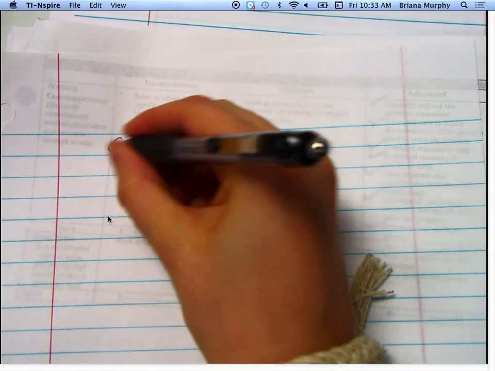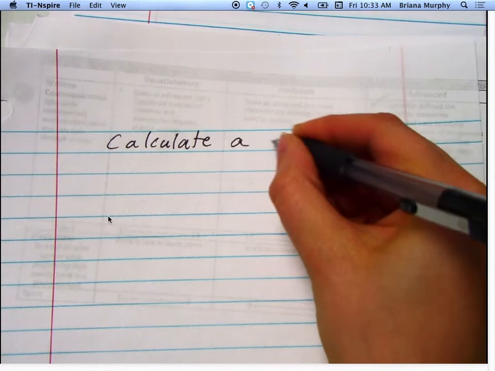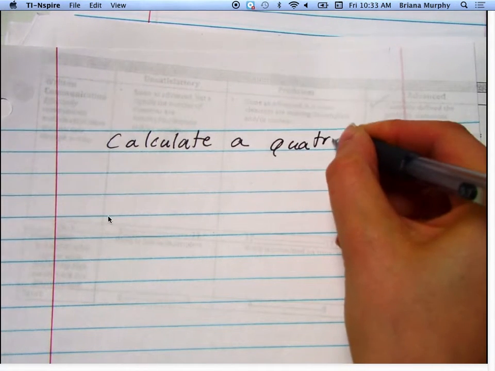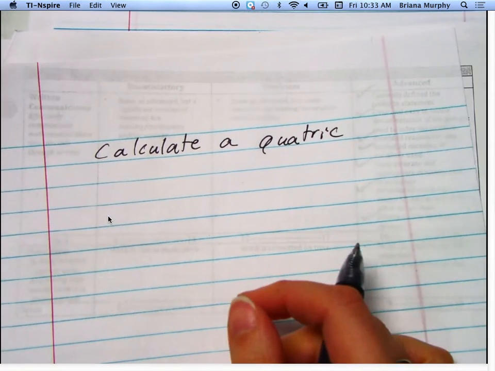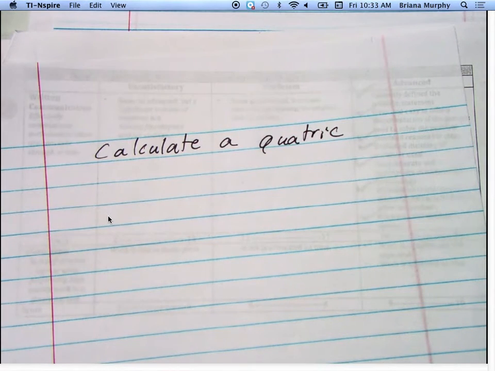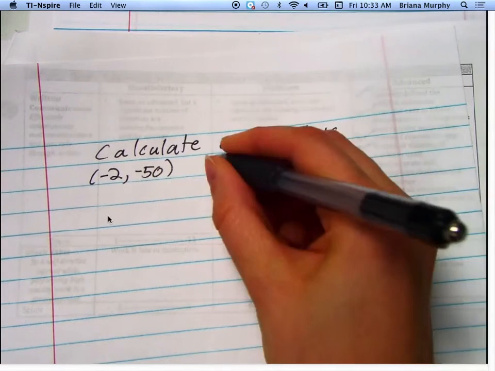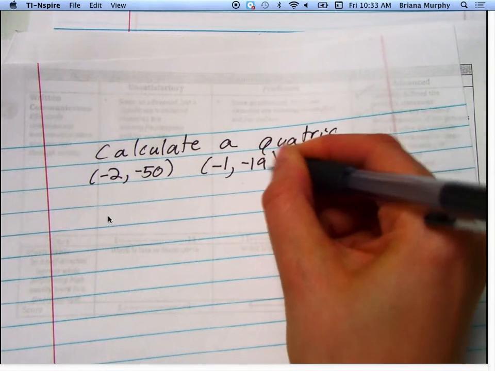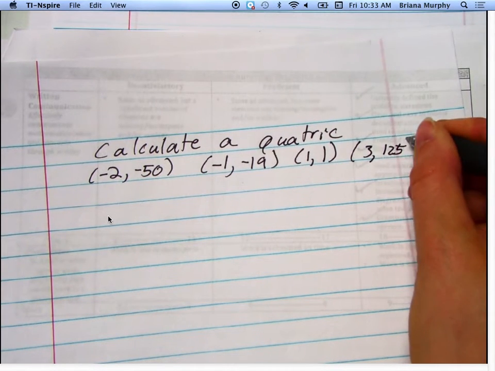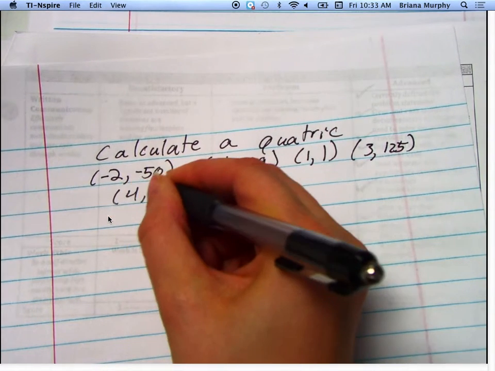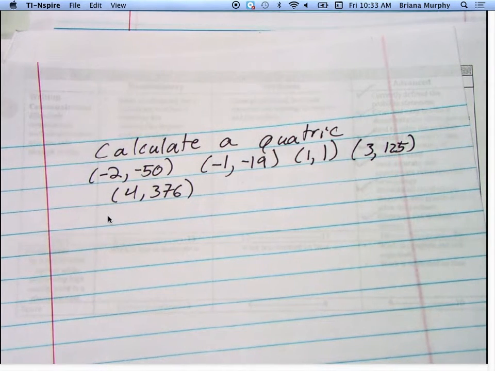Okay, calculate a quartic. Spell this word differently every time. So how many points do you think it has to have? 5. Okay, my points are -2 and -50, -1 and -19, 1 and 1, 3 and 125, and 4 and 376. Oh my goodness. Remember, big numbers shouldn't matter. They shouldn't matter.